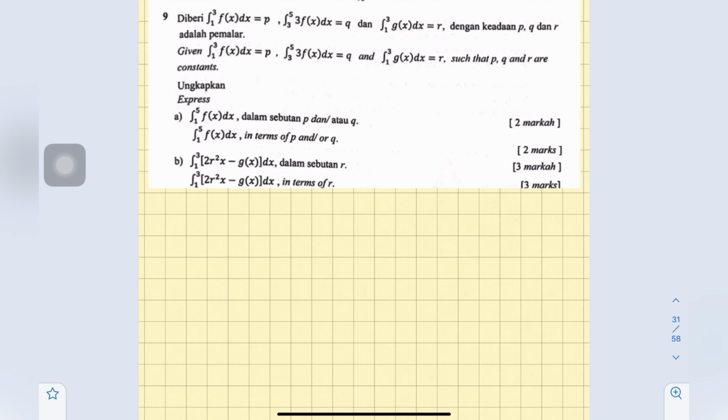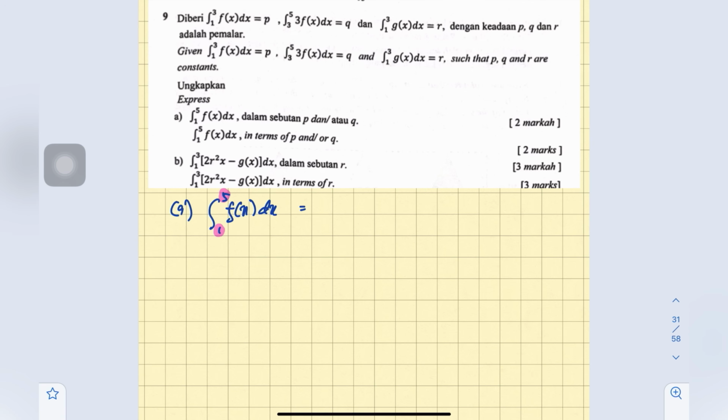Number 9, given integral of f(x) dx from 1 to 3 equals p, integral of 3f(x) dx from 3 to 5 equals q, and integral of g(x) dx from 1 to 3 equals r, such that p, q and r are constants. Okay, express A first. We are going to find the integral of f(x) dx from 1 to 5 in terms of p and/or q. By using laws of definite integral, we can separate this integration from 1 to 5.